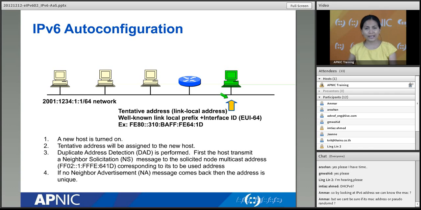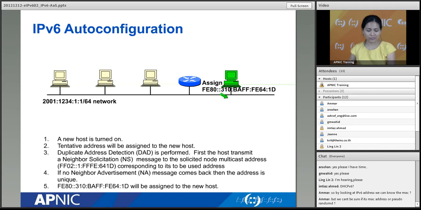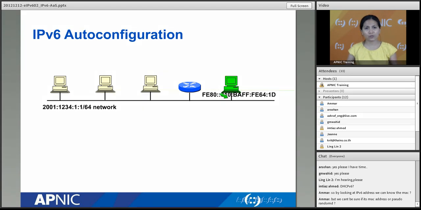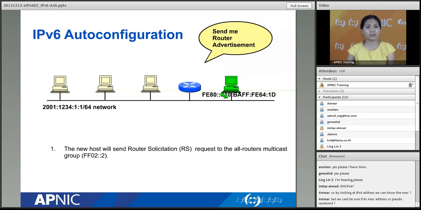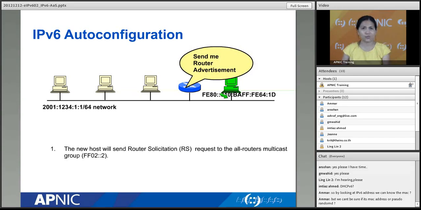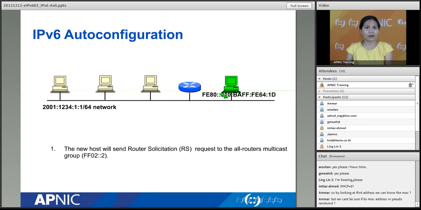All assigned IPv6 addresses have a corresponding multicast address. After that, if there is no neighbor advertisement, no reply, then it is sure that it's unique, and it will assign that IP address to itself as a new host. Very easy, right? So now, let's say there's a router in between.